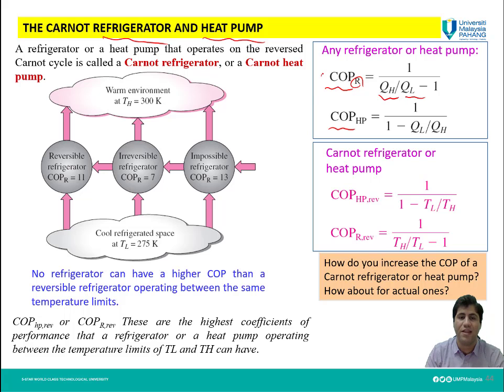And we had this equation for any refrigerator or heat pump. But for a Carnot refrigerator or Carnot heat pump, similar to the heat engine, we can substitute QL and QH by TL and TH, which are temperatures in the Kelvin scale, or absolute temperature. So this is the COP of a heat pump for a Carnot heat pump. This one is the COP for a Carnot refrigerator.